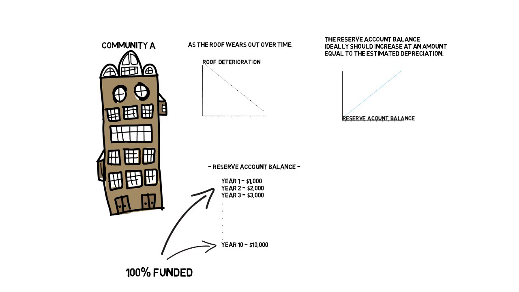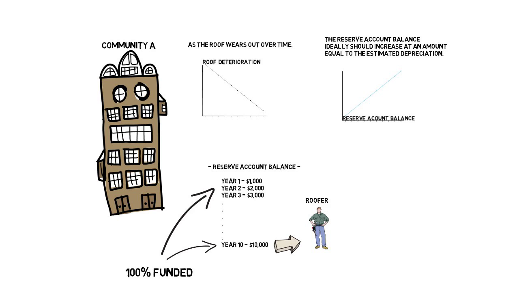This association has stayed at a 100% funded level in each of these 10 years, as the association had the ideal amount in the reserve account, an amount equal to the estimated depreciation to the roof on an annual basis. The association has minimized its risk for the need for special assessments, and the community is on sound financial ground. The roof can be replaced, and the roofer can be paid. The process then starts over again.